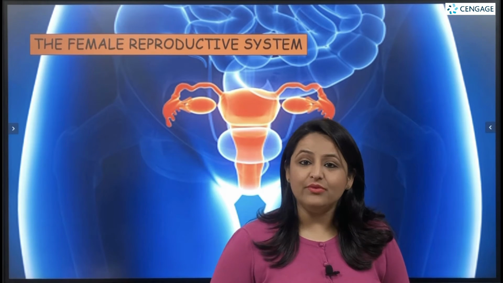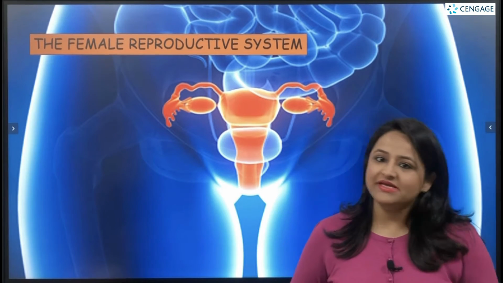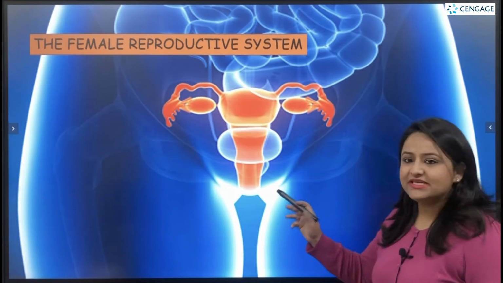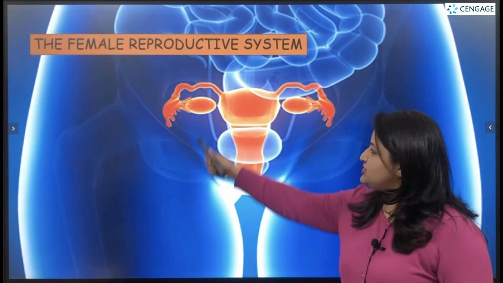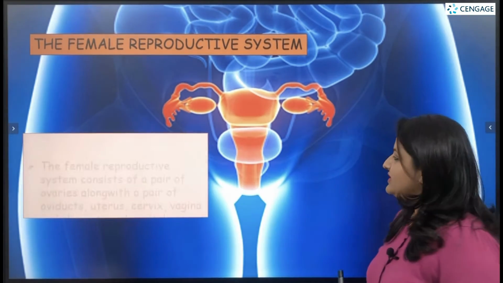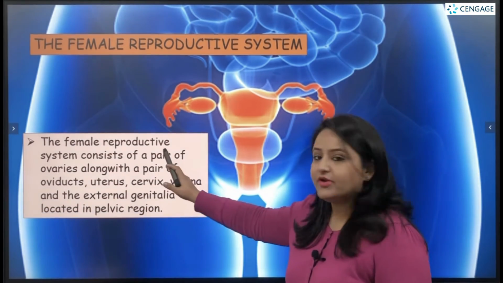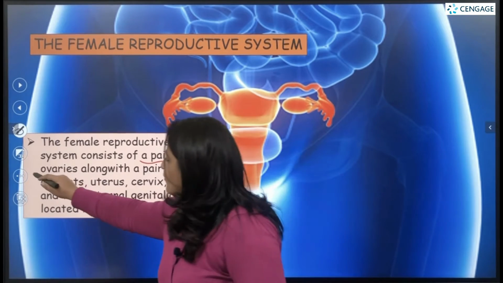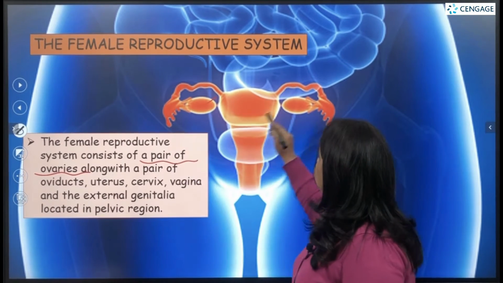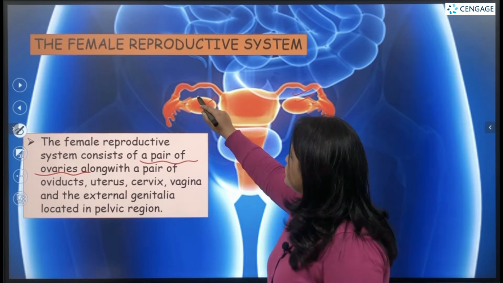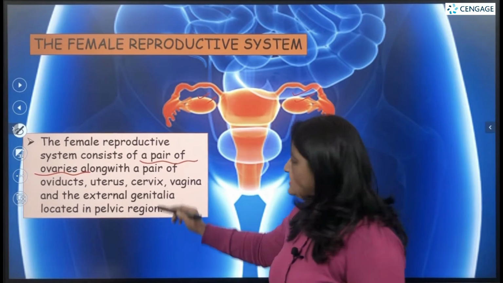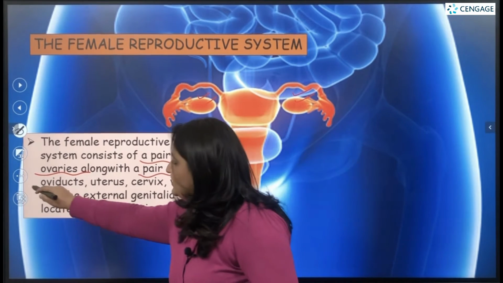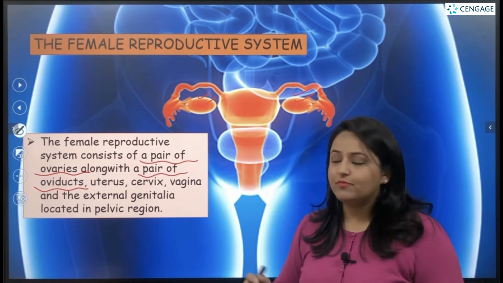We'll now talk about the female reproductive system in detail. As you can see in the picture itself, this is the location of the female reproductive system. The female reproductive system consists of a pair of ovaries. We can see over here, these are the two ovaries present. Along with this, there is a pair of oviducts, also known as the fallopian tubes.